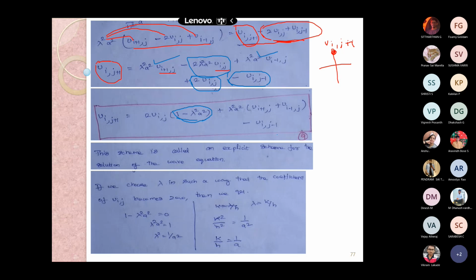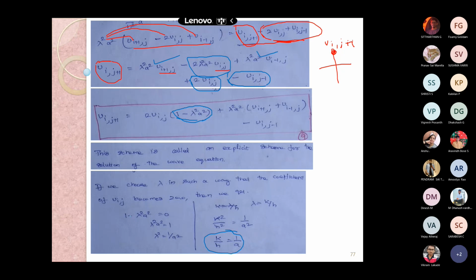So when 1 minus lambda square a square is equal to 0, what happens? Lambda square a square becomes 1. At that time, lambda square becomes 1 by a square. So lambda becomes 1 by a. When lambda becomes 1 by a, earlier we took lambda as k by h. Therefore, k by h is equivalent to 1 by a. So this is the observation or inference when 1 minus lambda square a square becomes 0.